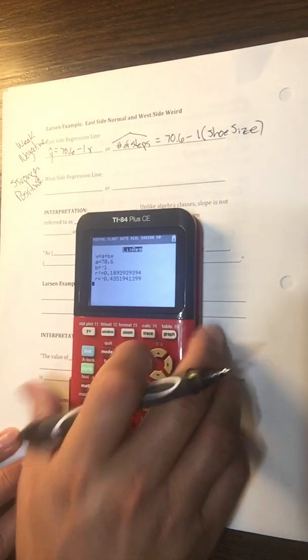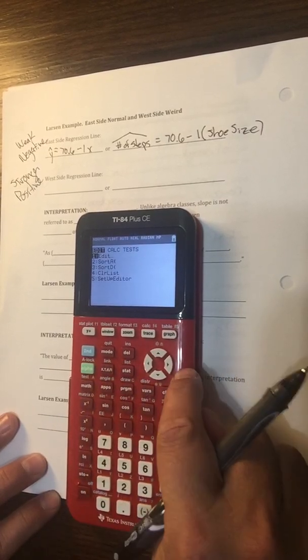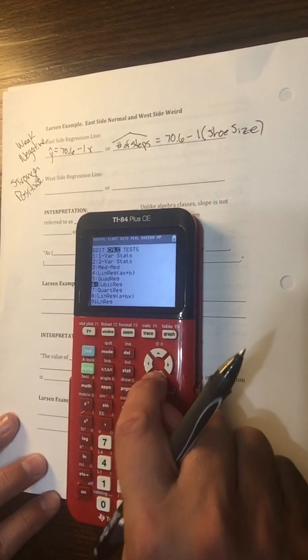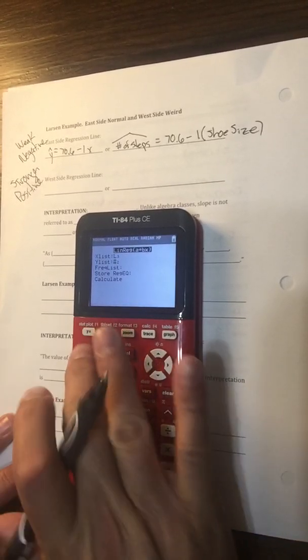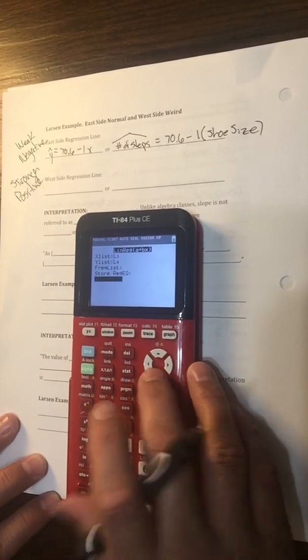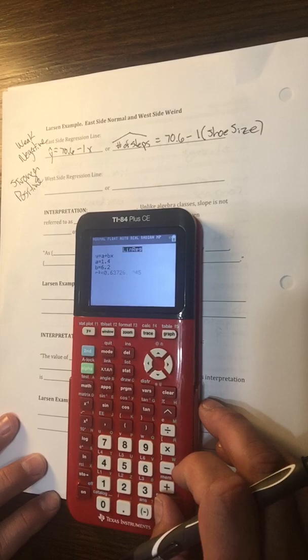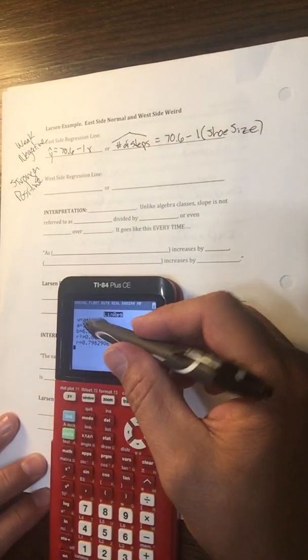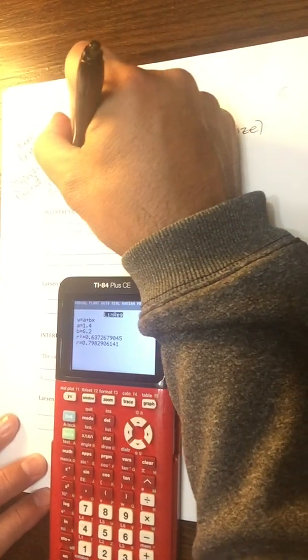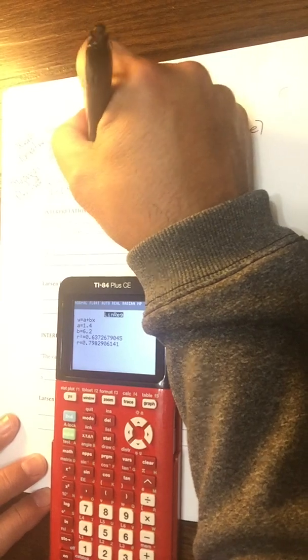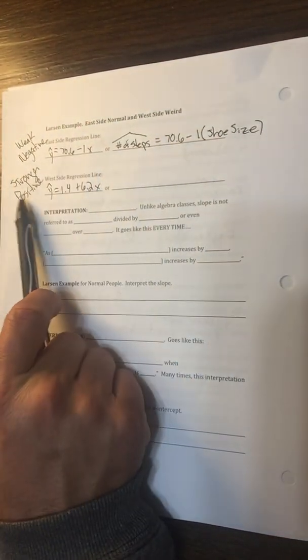Okay, let's go do the second one. So I'm going to do stat. I'm going to arrow over to calc. I'm going to go down to number 8, and I'll do a linear regression. This time it's for L3 and L4 because that's where I put my data. So I go down to the calc menu, I hit calculate, and here's my other equation. Y hat equals 1.4 plus 6.2 x. Now, doesn't it make sense to you that if I have a weak negative association, that I'm going to have a negative slope? And if I have a stronger positive association, I'm going to have a positive slope.